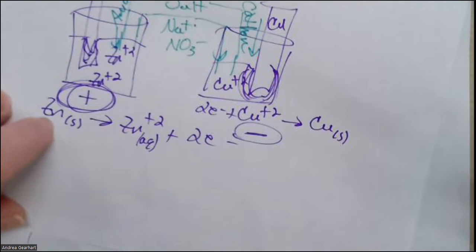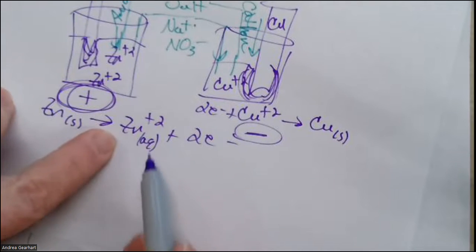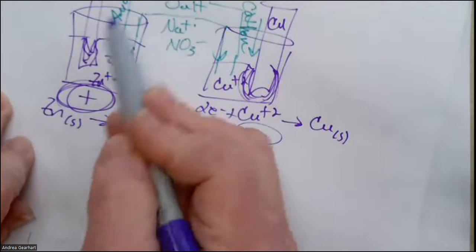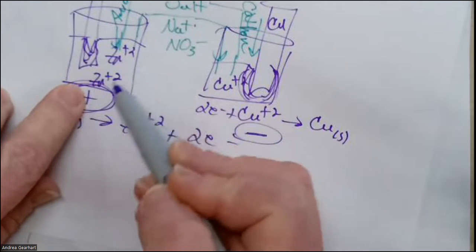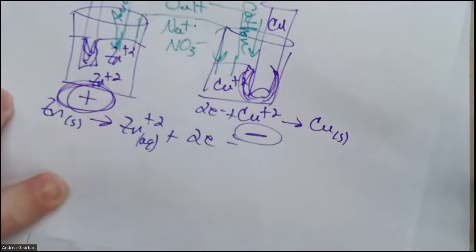So what Zach was saying is, why doesn't zinc take the electrons? All right. Are we ready to turn? I know we are, the big four.